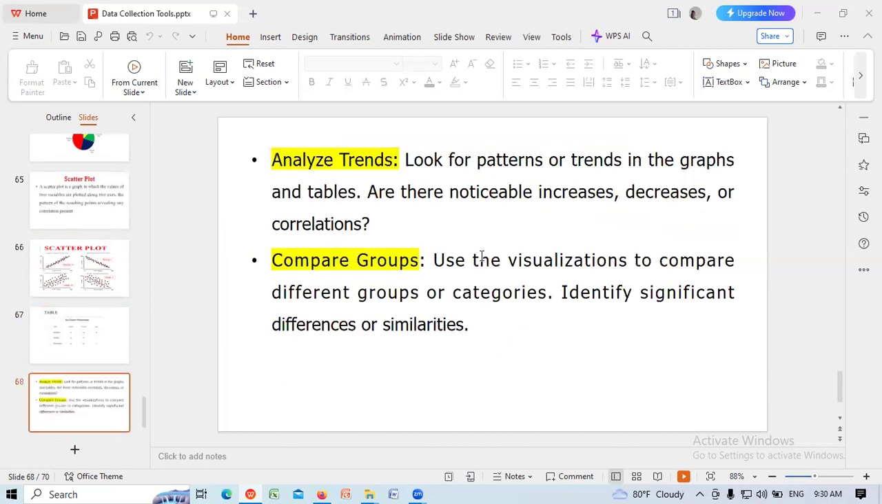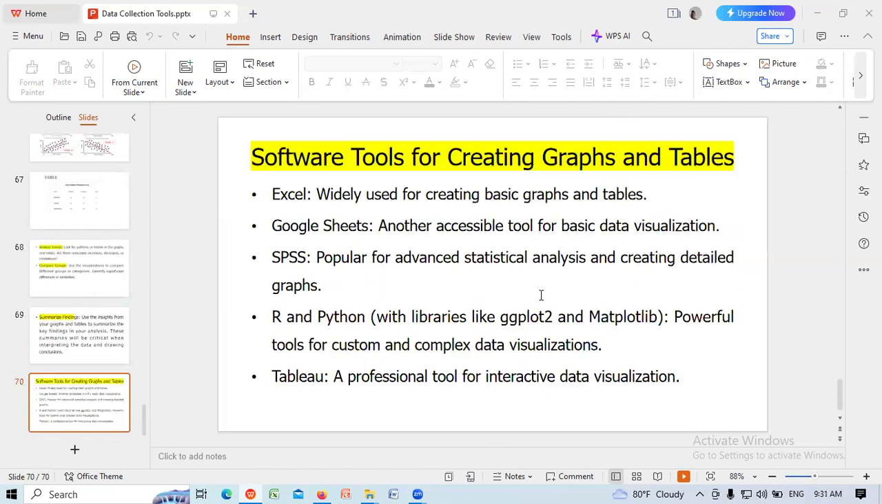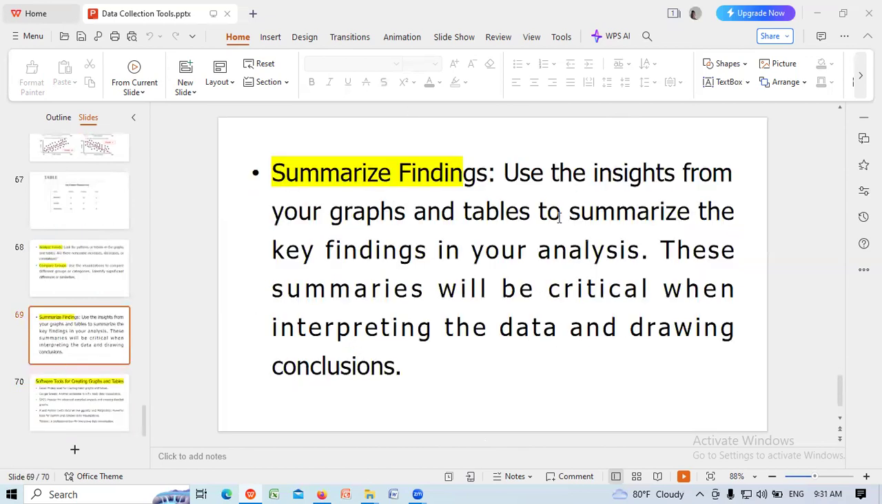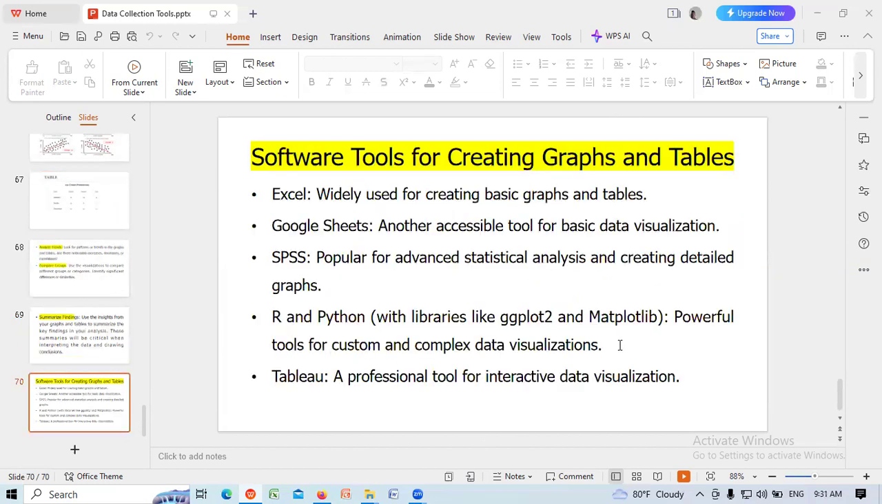This is the table. Analyze the trends in graphs and tables, and notice increases, decreases, and correlations. Compare groups: use the visualization to compare different groups and categories and identify significant differences or similarities. Summarizing the findings: use the insights from your graphs and tables to summarize the key findings of your analysis. This is summarized by critically interpreting the data and drawing conclusions.